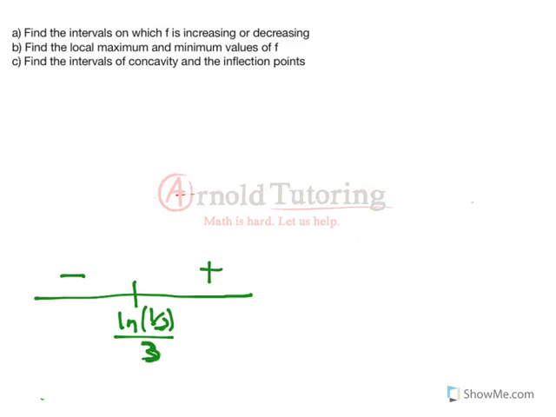Okay, B is right in line with A. Actually, it's not too bad once we've already found the spot where it equals 0. It says find the maximum and minimum values. Maximum and minimums always happen when the derivative is 0.